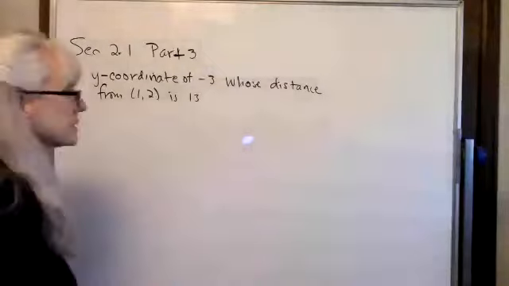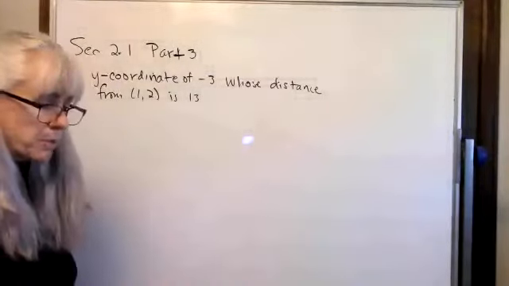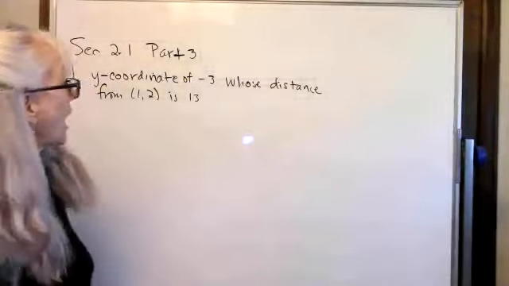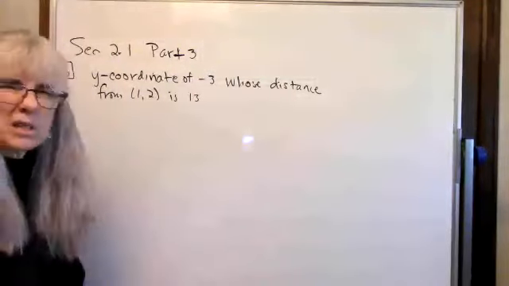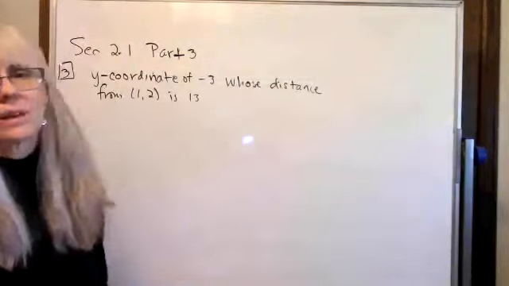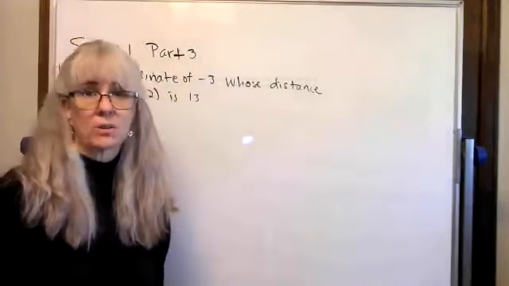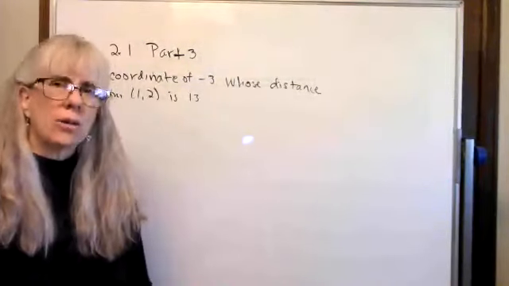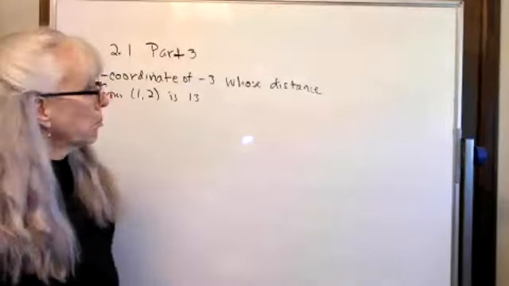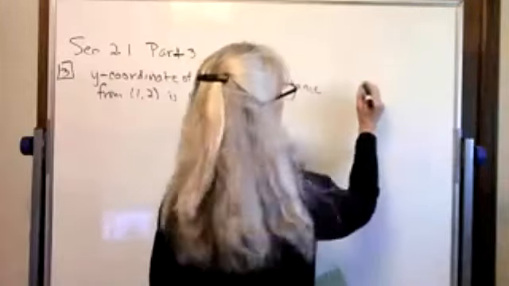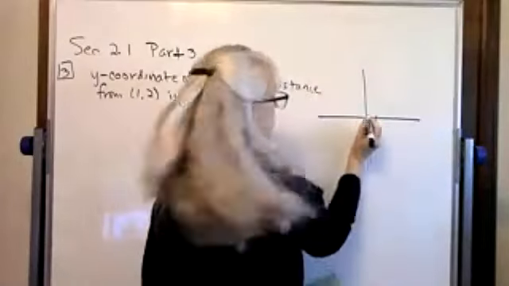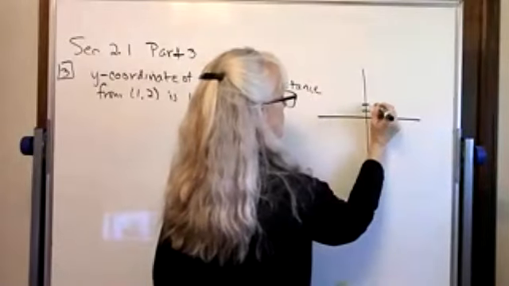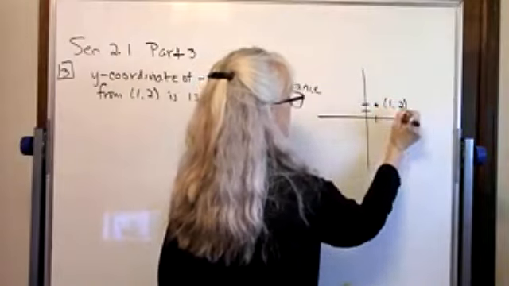In part 3 of this section, we're going to work example 3. It says, find all points having a y-coordinate of -3, whose distance from the point (1, 2) is 13. And you read that and you think, okay, I have no idea what they're talking about. What do they mean? Well, in order to get a handle on it, let's draw a picture. Pictures are always good. So they give me a point. My point is (1, 2). There's the given point at (1, 2).